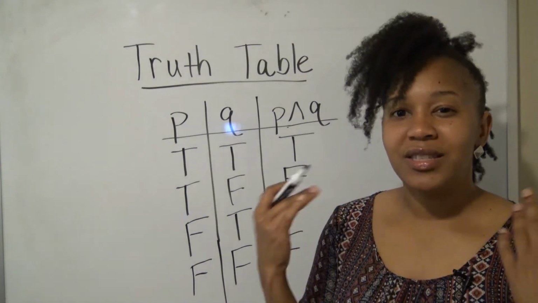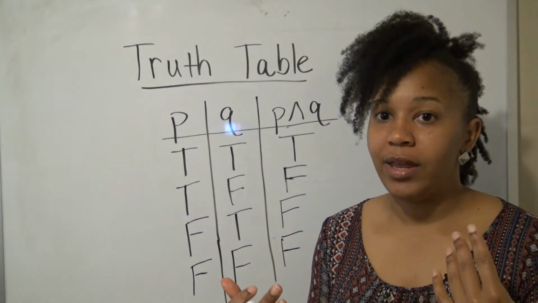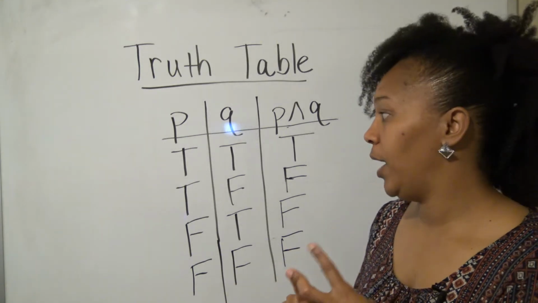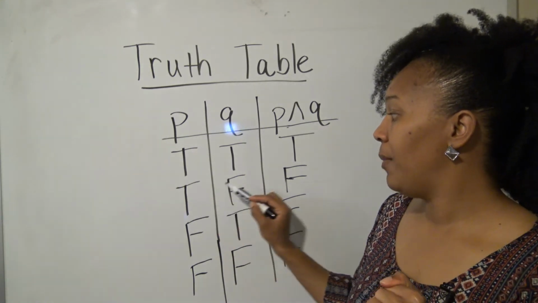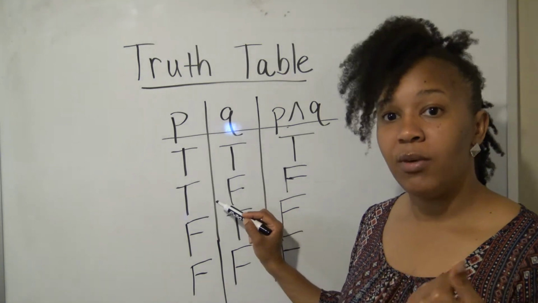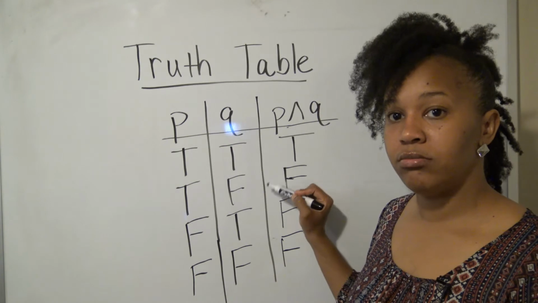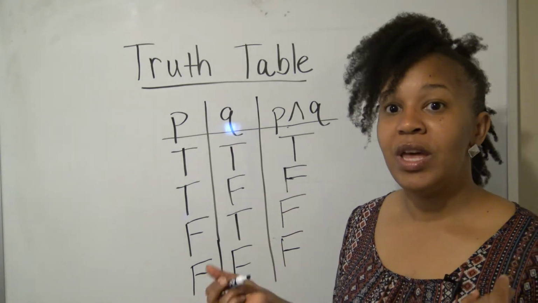Okay, so now just thinking about where I actually fit in that table. I am from Waco, but I did not graduate from Baylor. So my P would be true and my Q would be false. So if I said I'm from Waco and I graduated from Baylor, that statement would be false. Okay, so that's how you use this truth table.